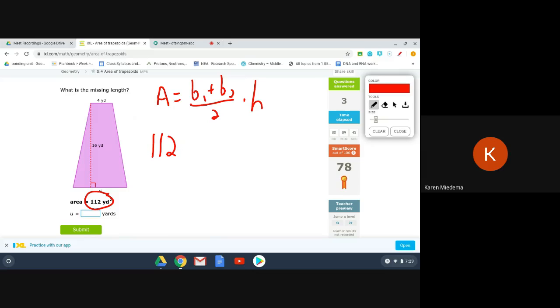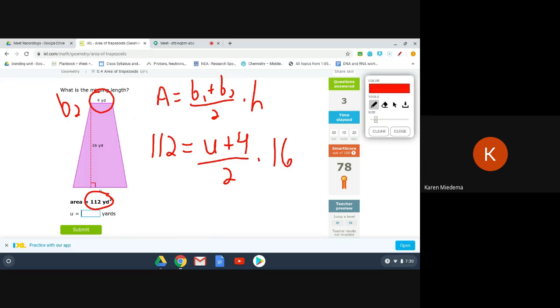Now notice that base 1 is what we're solving for. They use the variable u. So I'm going to substitute in for base 1, I'm going to use u. Base 2 is this top number up here. Well, that's 4. And my height is 16. Now, we're solving this equation to try to get u by itself. Well, I have 112 equals u plus 4 divided by 2 times 16.